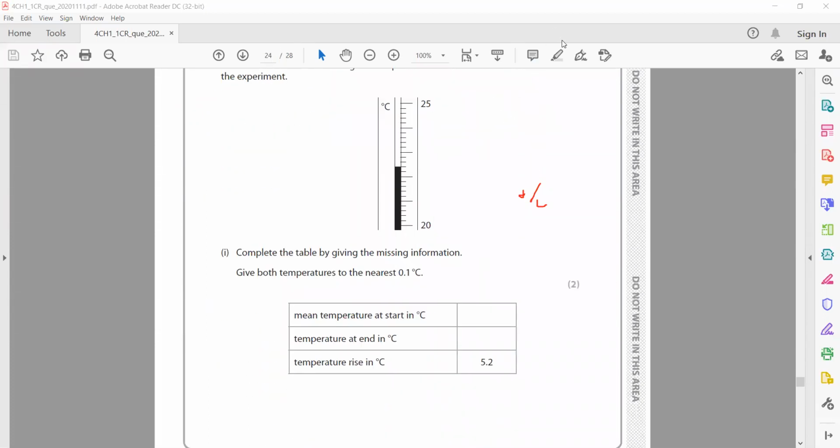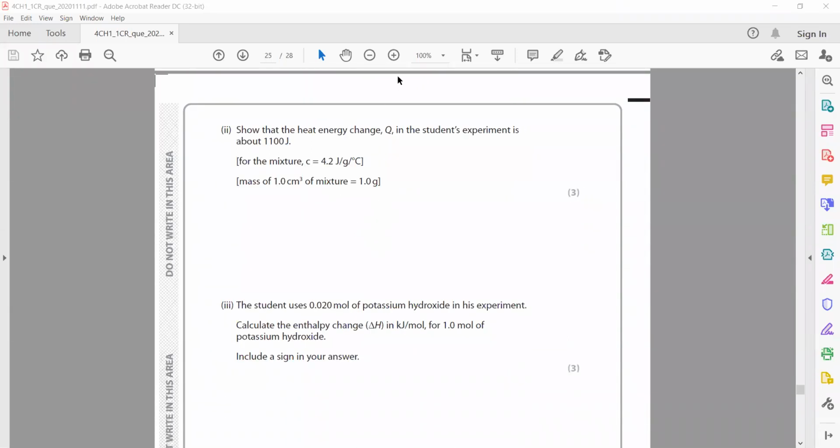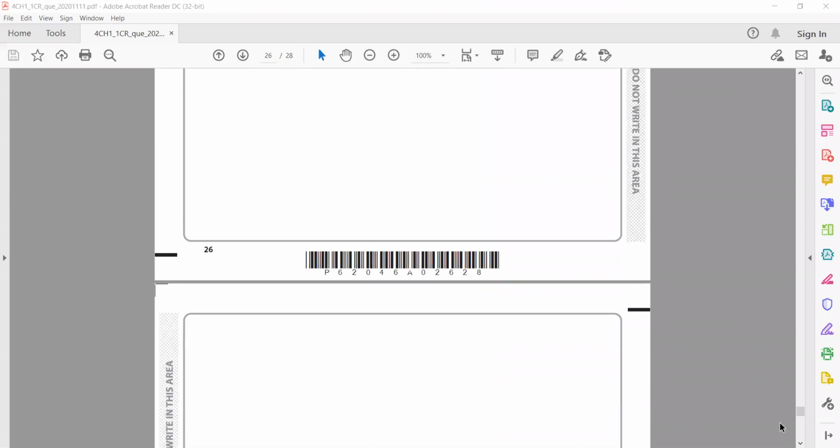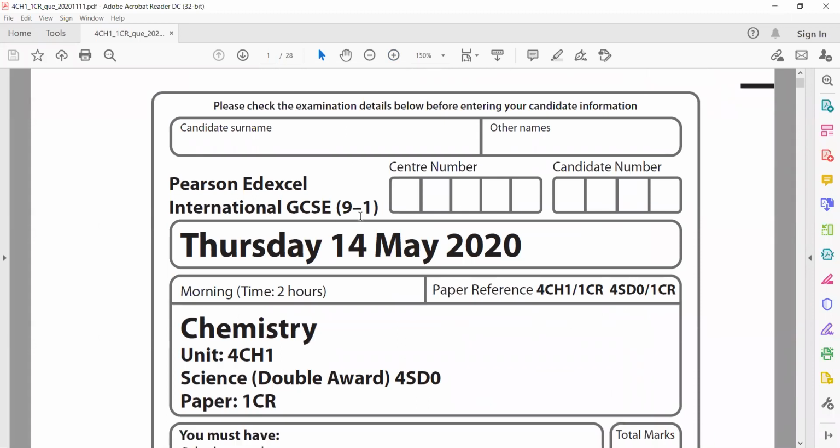The thermometer reading, initial and final. What is the final thermometer reading shown in the figure? Each division is 0.2, so it's 22.4. And the difference will be 17.2. Then show that the energy Q equals c m delta T. You can find the energy, and energy divided by the number of moles gives the enthalpy change per mole. So this was unit 4CH, paper 1C.